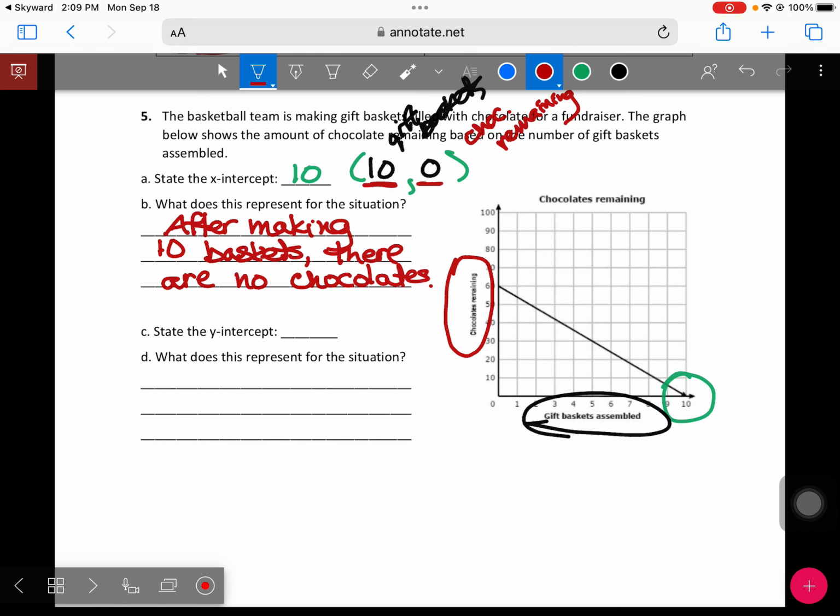Okay, the y-intercept. What is my y-intercept? It is 60, or you can also say 0, 60. I thought I heard someone say 0, just 0. Remember, that is this point right here where it crosses on the y-axis. So again, use your units. We're talking about 0 gift baskets, 0 GBs, and I have 60 chocolates. So what is this specifically talking about down here for my y-intercept?